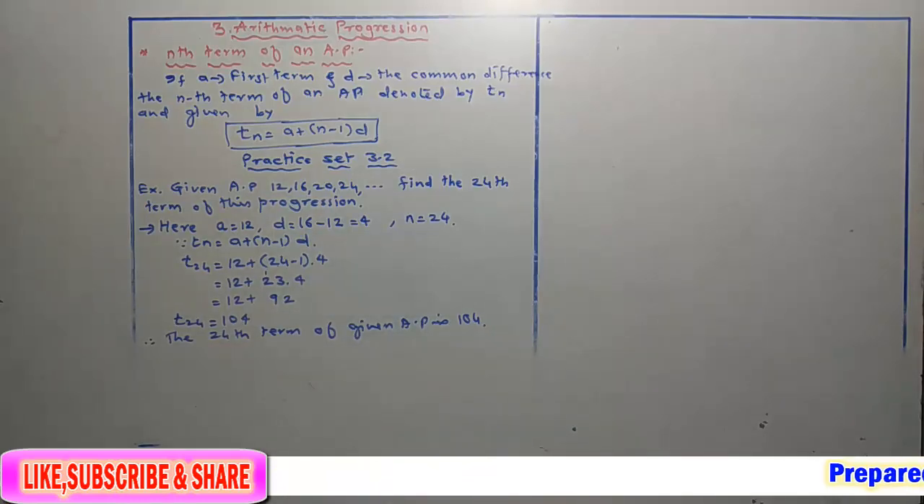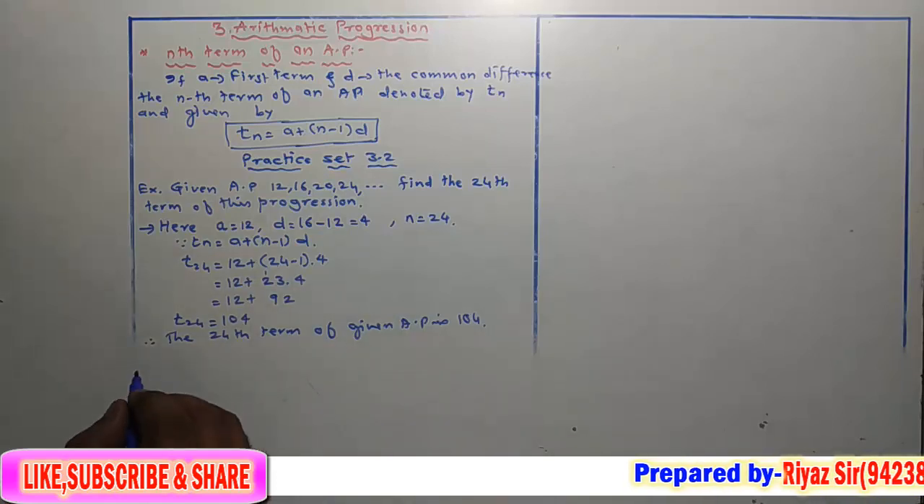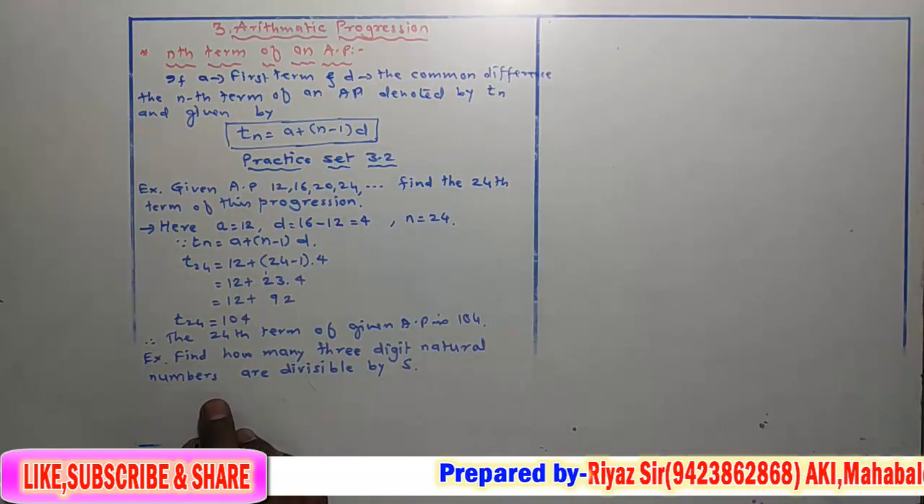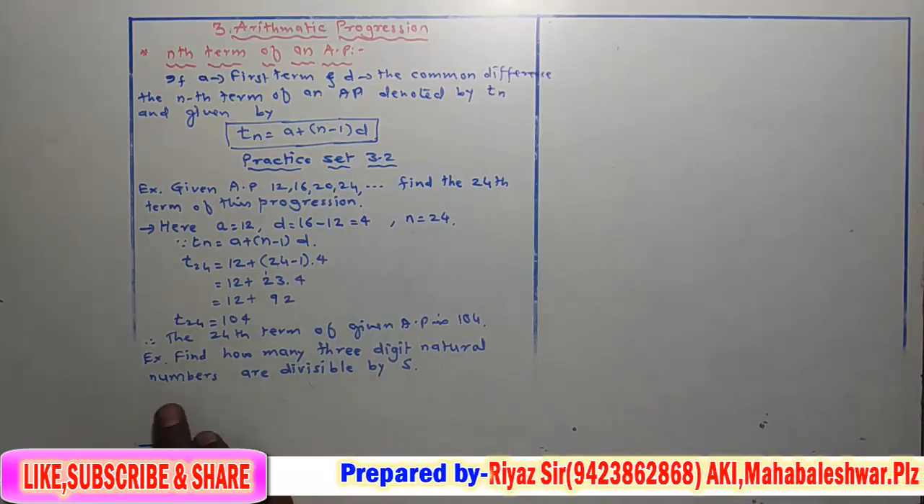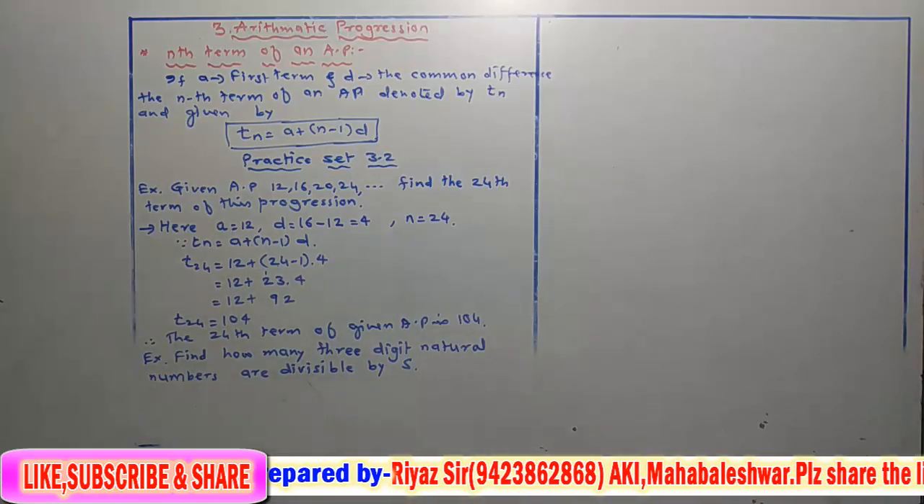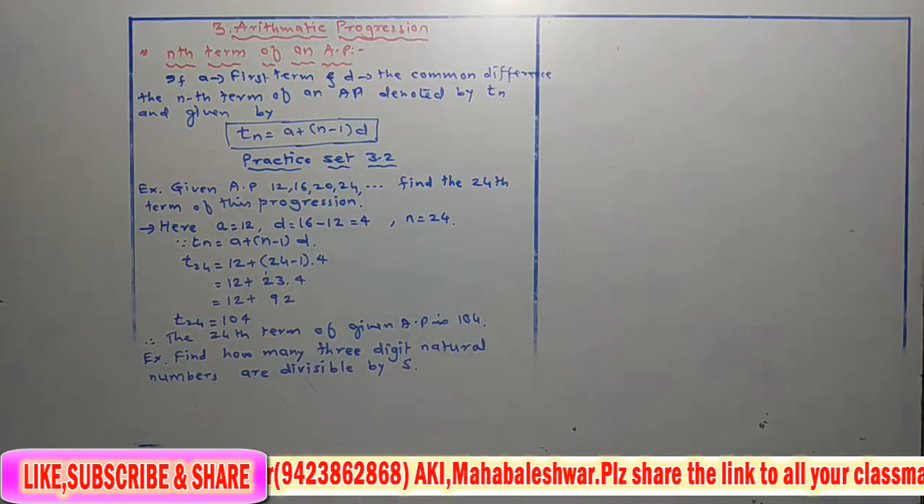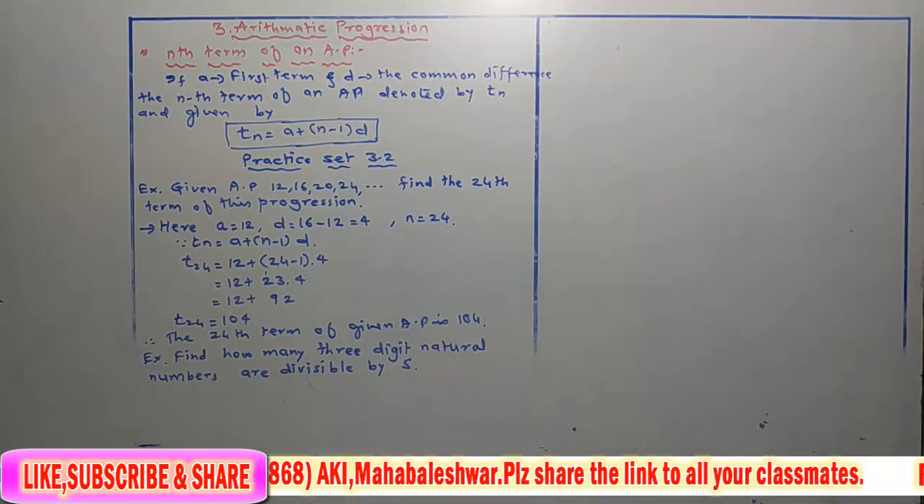In this way you have to find the term. Now we'll see the next example. From practice set 3.2, the next example is like this: find how many 3-digit natural numbers are divisible by 5. Find how many 3-digit natural numbers are divisible by 5.